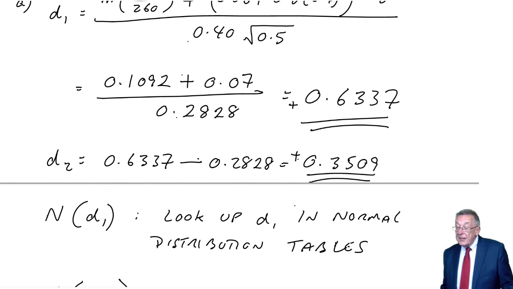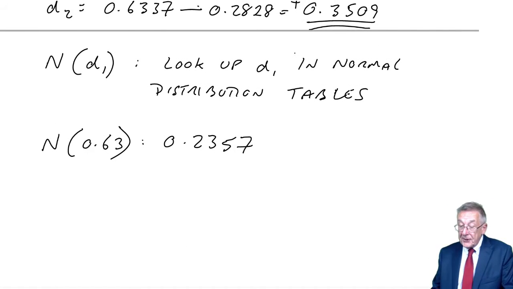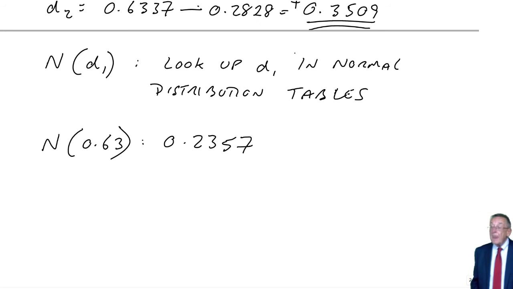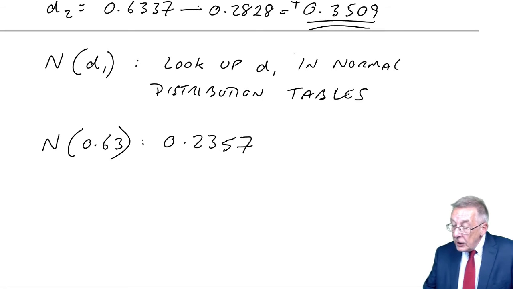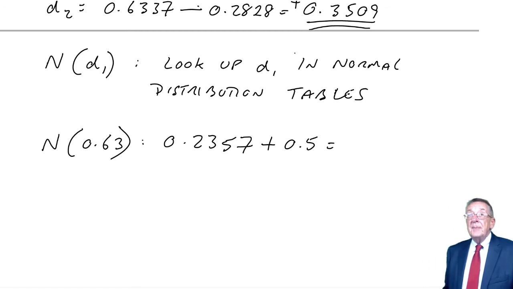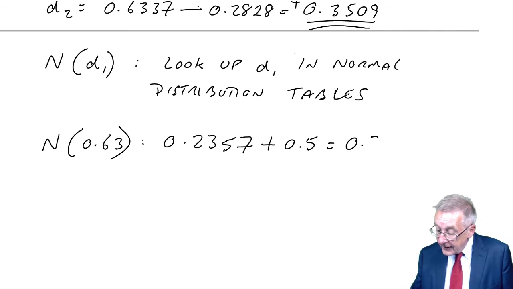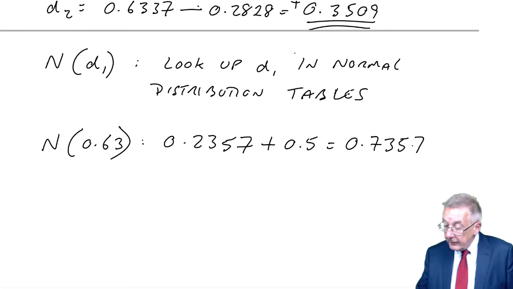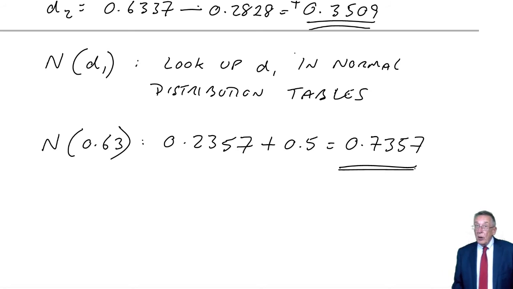Now here they're both positive, and if D1 is positive, the rule is you look up the figure in the tables, 0.2357, you then add 0.5. And so the answer we need for this bit is in fact 0.7357. There is N(D1).